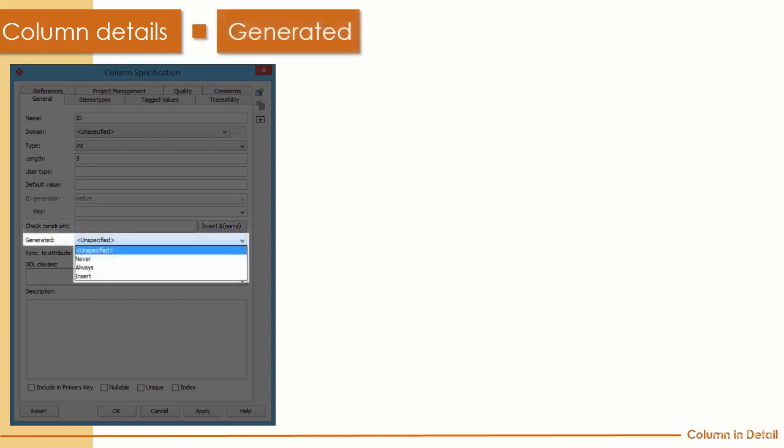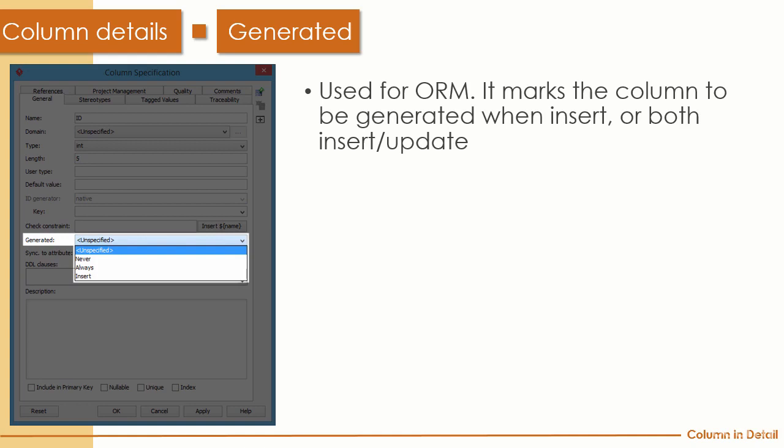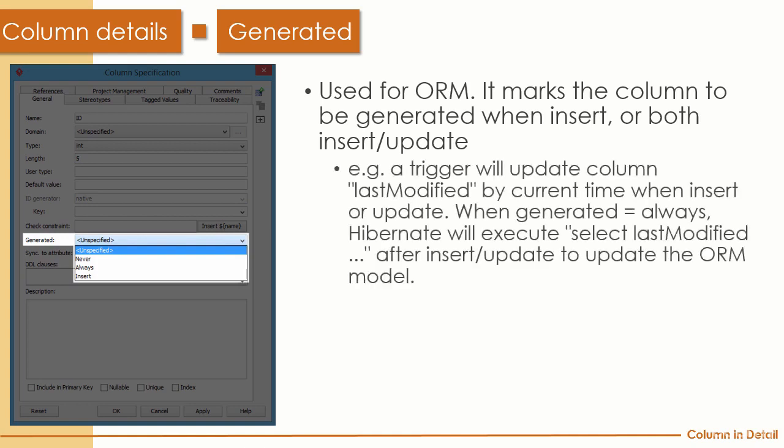The generated property is only used for the ORM, more specifically Hibernate. When you use Hibernate, you can instruct it: if you set it to always, then no matter whether you update the row or insert the row, this column will be set as last modified. So it's used when you use Hibernate. We will cover Hibernate later on in this training.